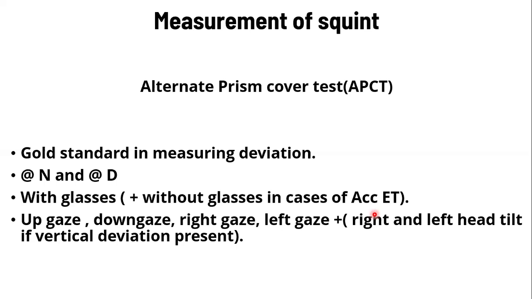Then you will tell the examiner, I would like to measure the deviation at near and at distance with glasses, without glasses, up gaze, down gaze, right gaze, left gaze, right and left head tilt if there is any vertical deviation. If you say so, you will give the examiner the impression that you know well what you need to do. In most cases, because of the time constraints, the examiner will not let you do all these things, but if you say it, then the examiner will know that you know exactly how to evaluate a patient with strabismus.